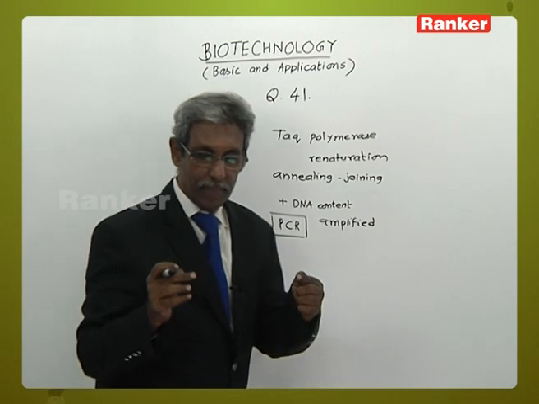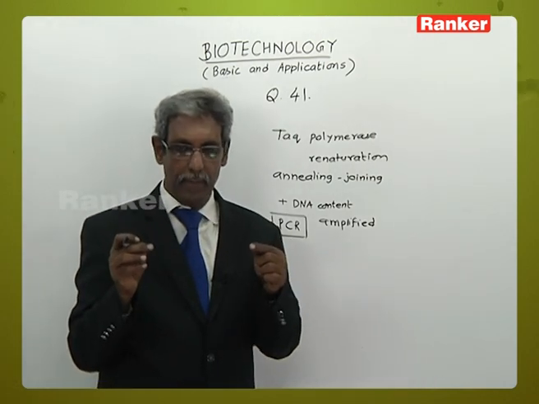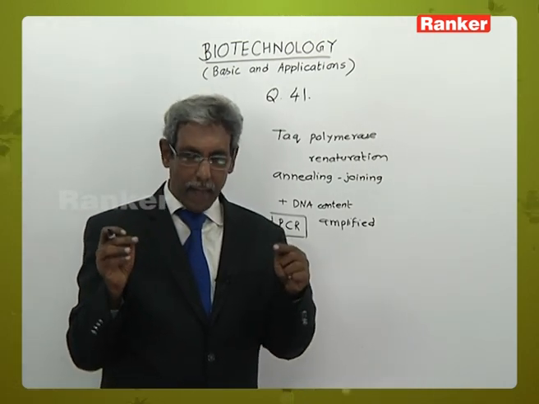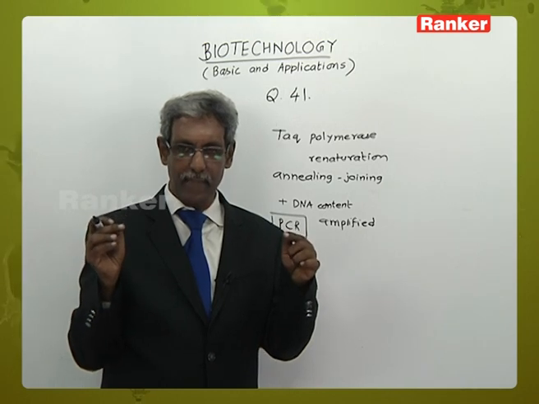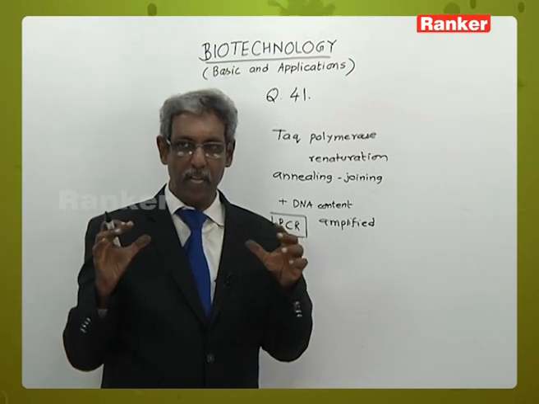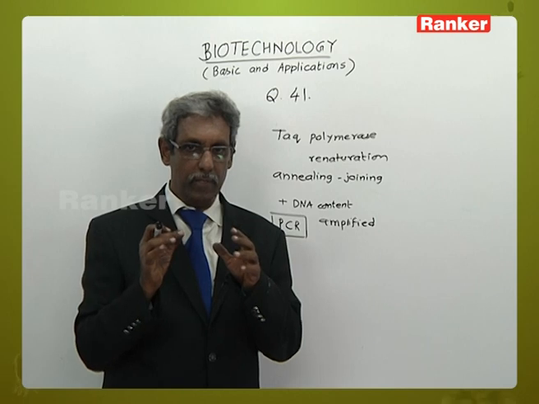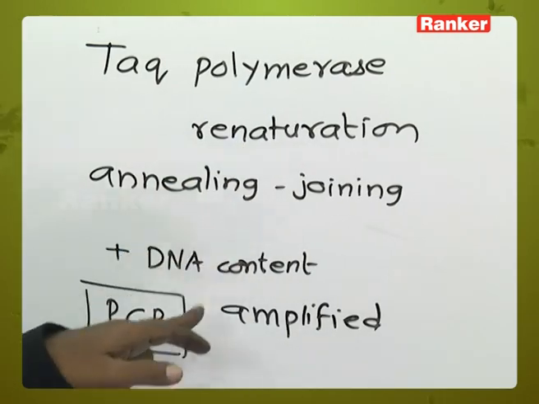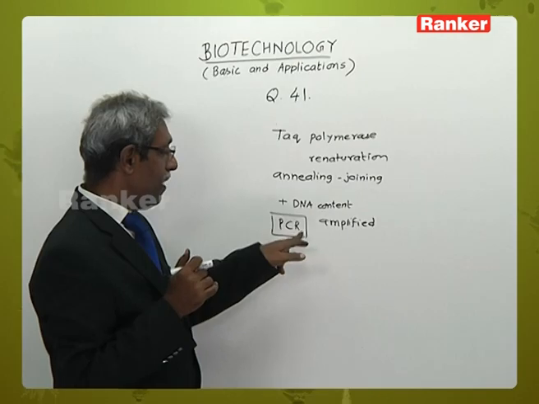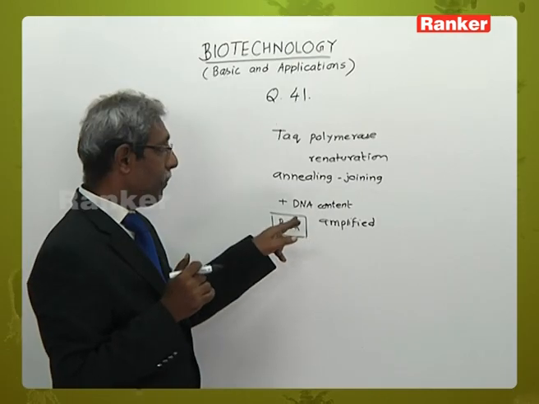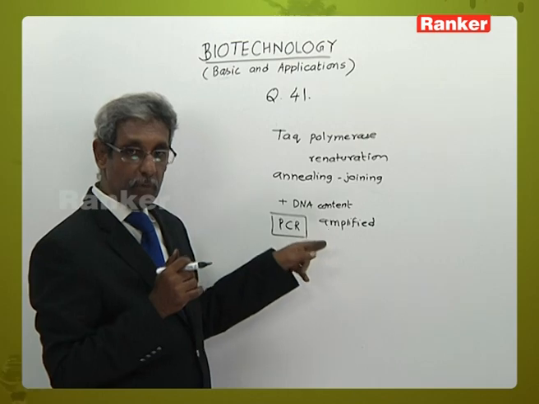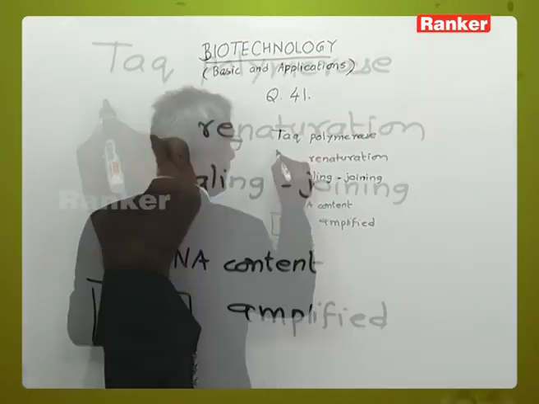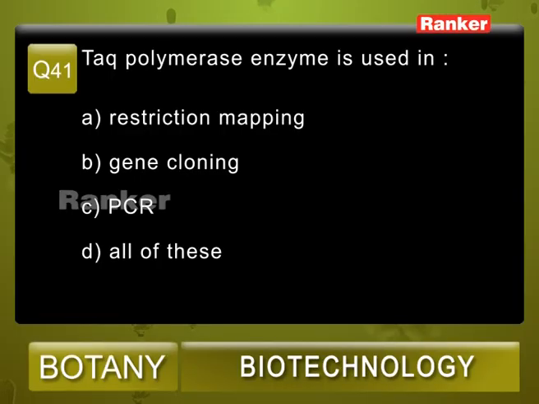DNA strands are started by a primer. The primers attack the DNA on two sides. There is both separation of the DNA strands as well as joining of the DNA strands, which is termed as renaturation and annealing, and the process is termed as PCR, which has been discovered by Mullis, and the most important enzyme which is used in PCR is Taq polymerase. The answer is C.